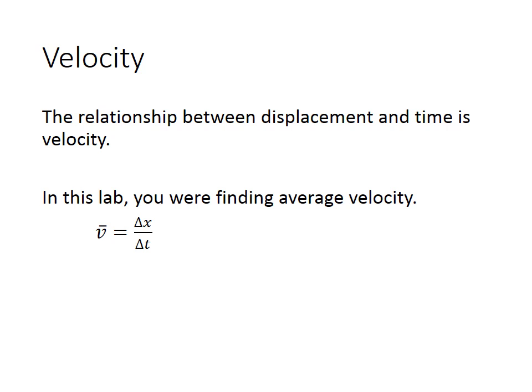So, if the relationship between distance and time is speed, the relationship between displacement and time had to be called something else. In physics, we call it velocity. You might have seen this word before. And you might have been told that speed is just the magnitude of velocity, where velocity is speed plus direction. That's kind of true, but it's not quite the whole story.